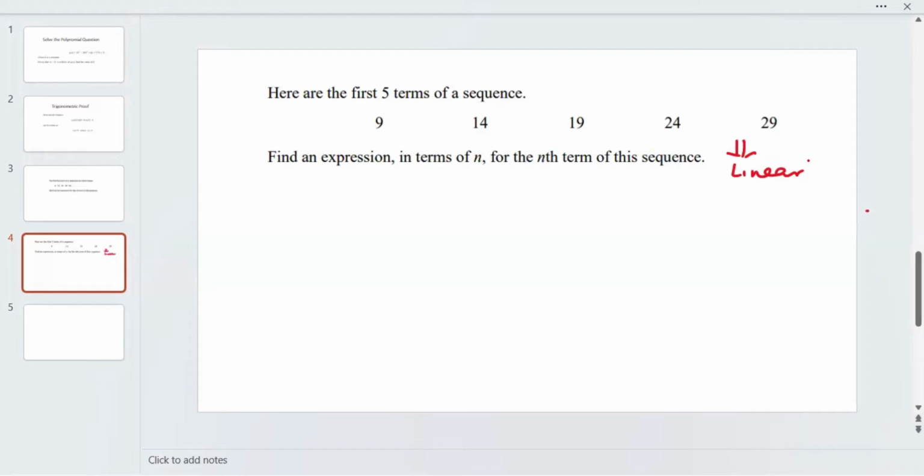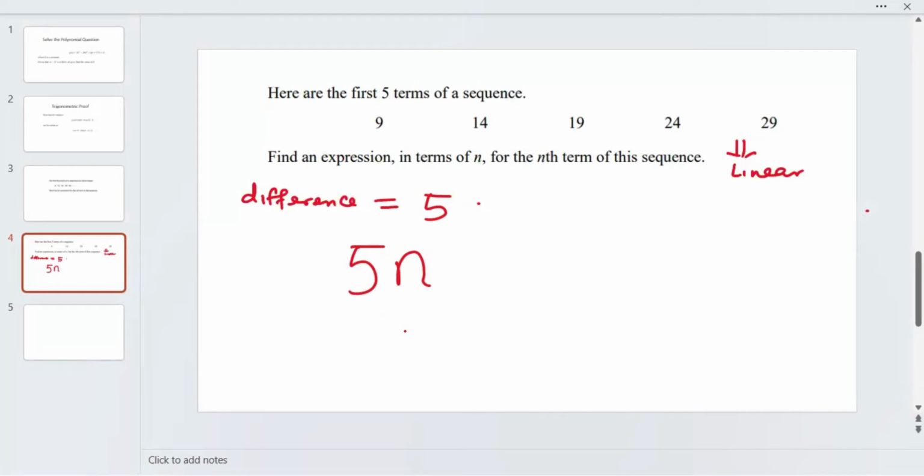Great. Now, since this is a linear sequence, I'm going to be teaching you a very simple trick to get your nth term. So what you're going to do is this. The difference that you got is 5. So you're going to write 5n. Right? You're going to write 5n.